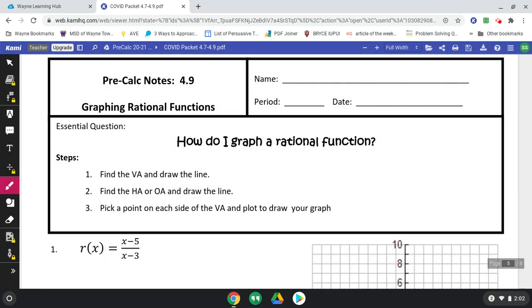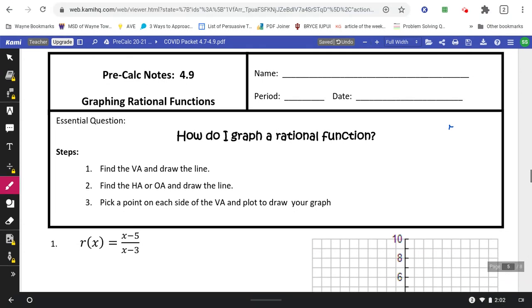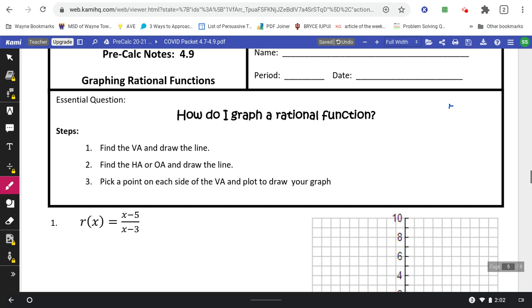Okay, these are the 4.9 notes. Make sure you have your 4.8 notes handy because we're going to be referencing them quite a bit. You've got 3 steps. Steps 1 and 2 you learned in lesson 4.8, so make sure you have those notes available. And then we're going to work on step 3 today.